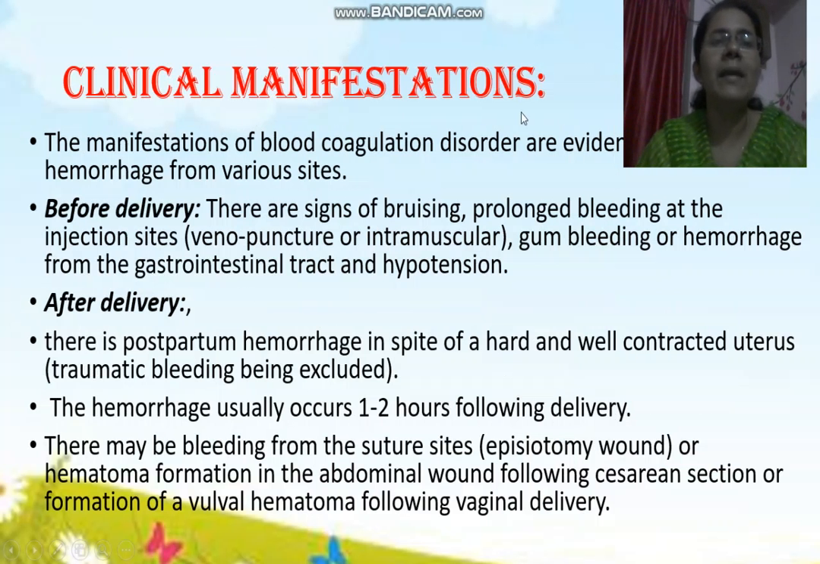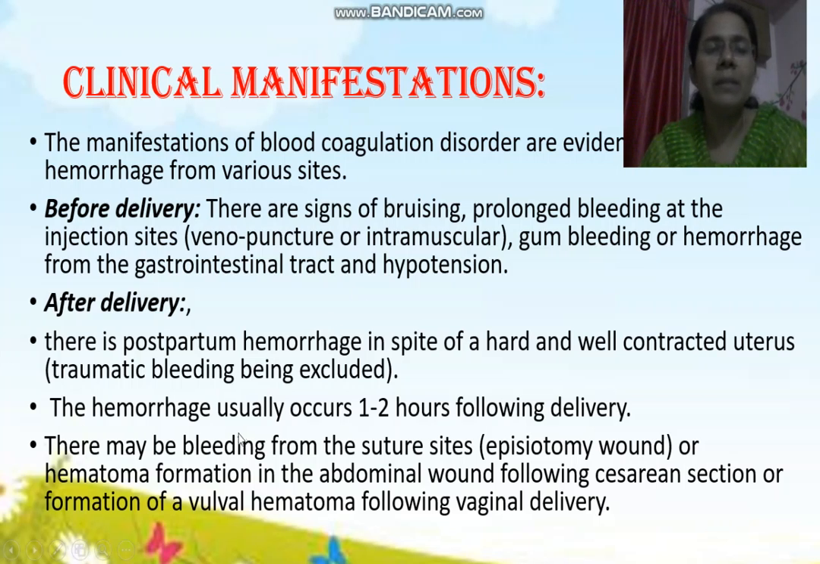Next we can see the clinical manifestations. They can be classified as before delivery and after delivery. Before delivery there are signs of bruising, prolonged bleeding at the injection site, gum bleeding, hemorrhage from the gastrointestinal tract and hypotension. After delivery, there is postpartum hemorrhage. Usually, postpartum hemorrhage occurs when the uterus is relaxed, not contracted. But in this case, due to the coagulation failure, the uterus will be hard and well contracted, but there is still postpartum hemorrhage.